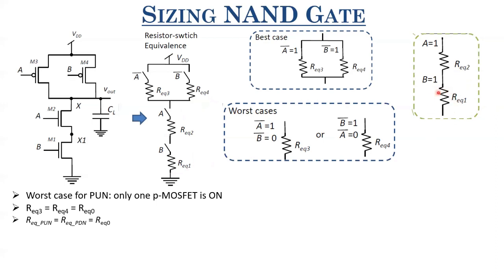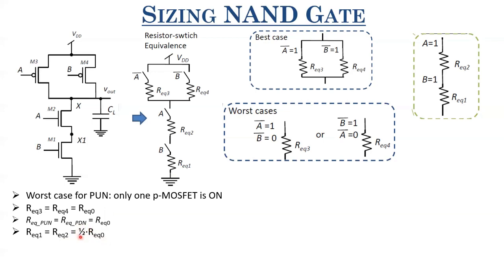Now, assuming that these MOSFETs are identical, R equivalent of 1 plus R equivalent of 2 equals twice R equivalent of 1. And we want that equal to R equivalent of 0, for matching its delay to the standard inverter. So what does that give us? This gives us that R equivalent of 1 should equal R equivalent of 2, and that should be half of R equivalent of 0. So when is it half? When you increase its width by 2, right?